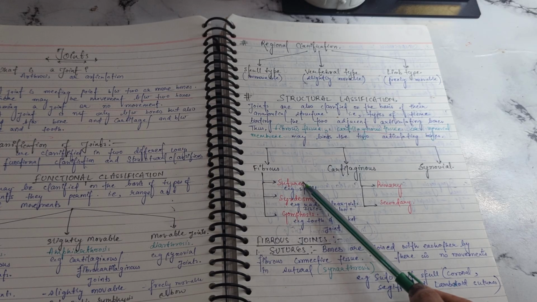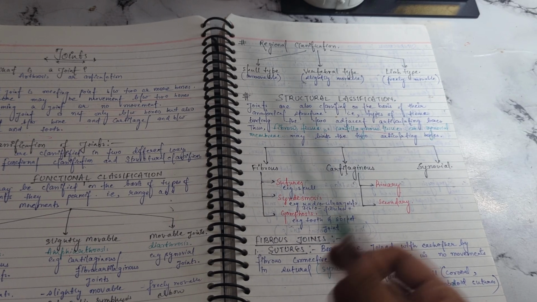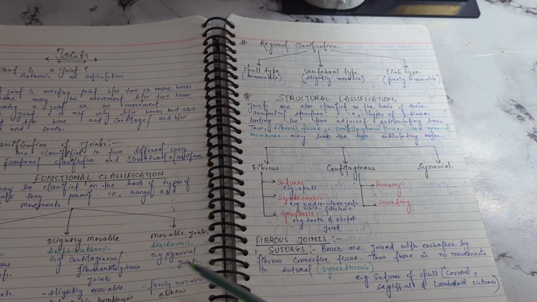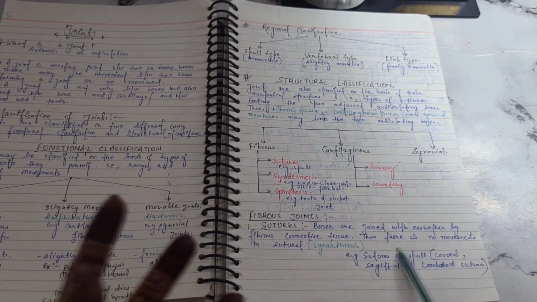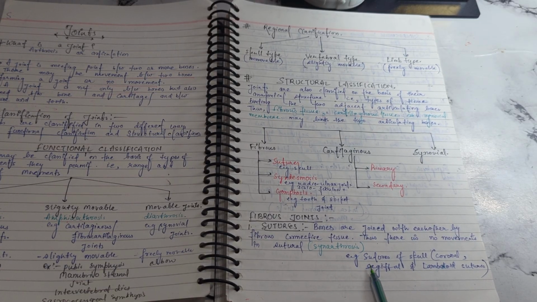Inside the fibrous joints, the first one is sutures. I told you previously that sutures are present in the skull. In sutures, bones are joined with each other by fibrous connective tissue. These are fibrous, immovable joints, so there is no movement between the structures. These are known as synarthrosis. These are the sutures of the skull.